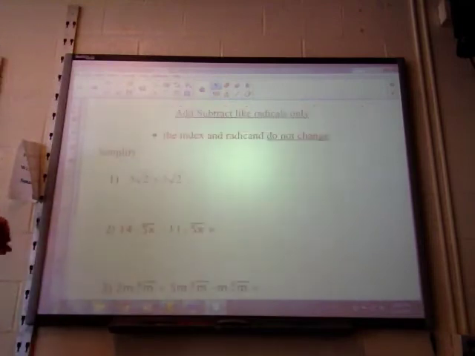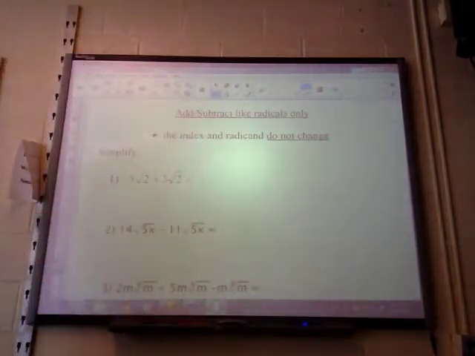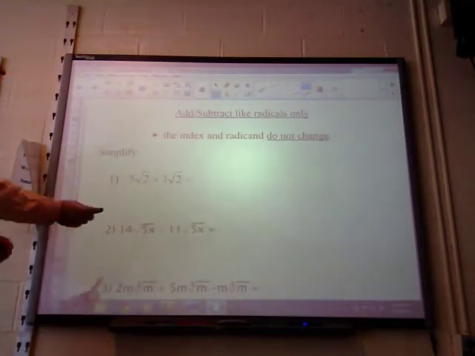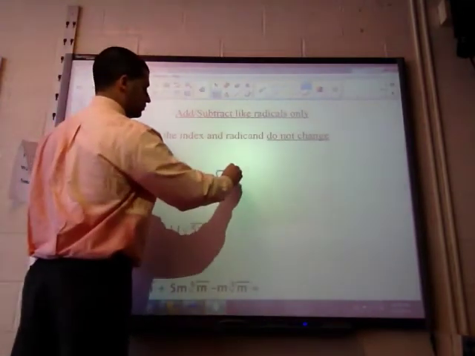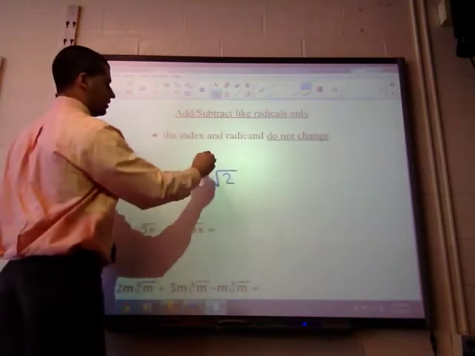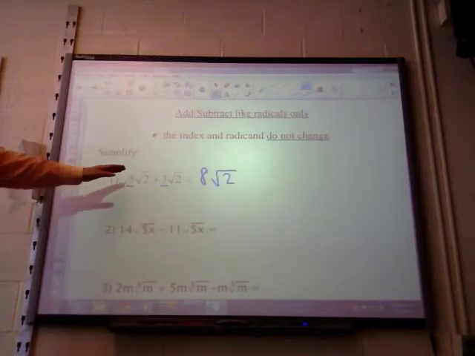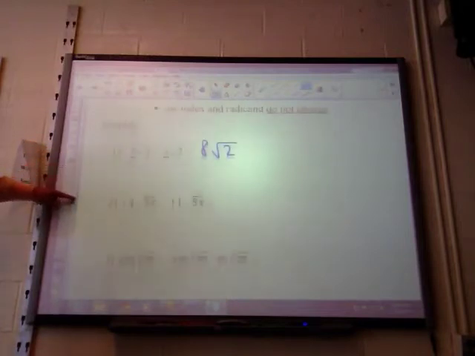Let's try a few problems. So here's ones where the index and the radicand are not changing. You have 5 radical 2 plus 3 radical 2. This is as easy as it gets. You keep your radicand, you keep your index, and you just add the numbers on the outside. 8 radical 2. It's addition, right? As long as everything's lined up, you're set to go.